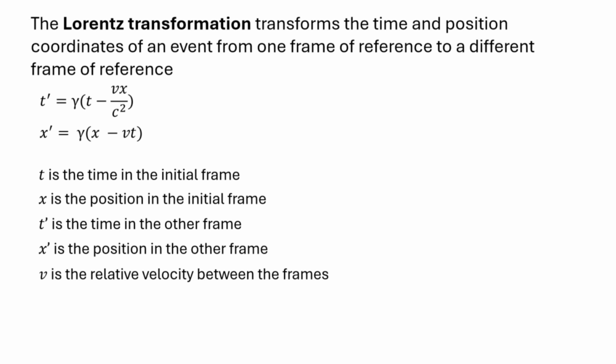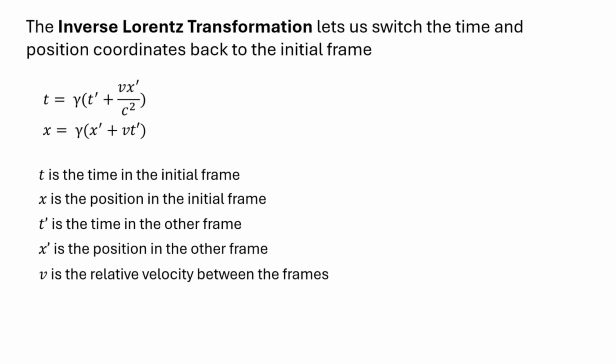For our last topic in this video, let's go over Lorentz transformations. Since measurements like time and length change with relativistic effects, we need a new set of equations to switch between reference frames. The Lorentz transformations do just this. They allow us to find the time and position of events in a different frame of reference. The inverse Lorentz transformation lets us switch coordinates back to the initial rest frame. Now let's go over an example of Lorentz transformations.